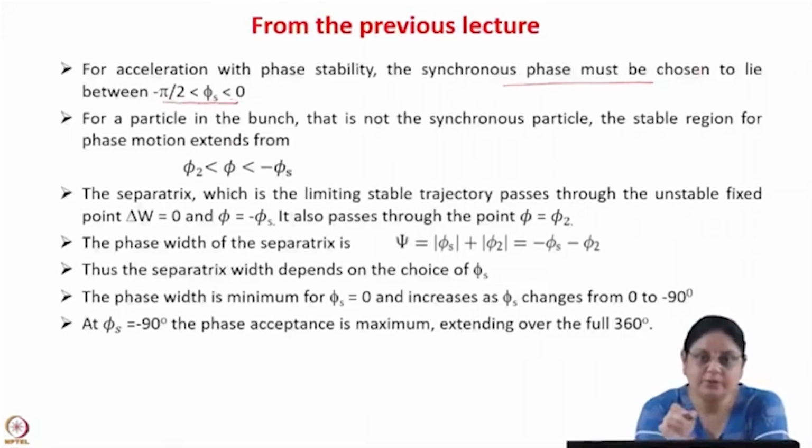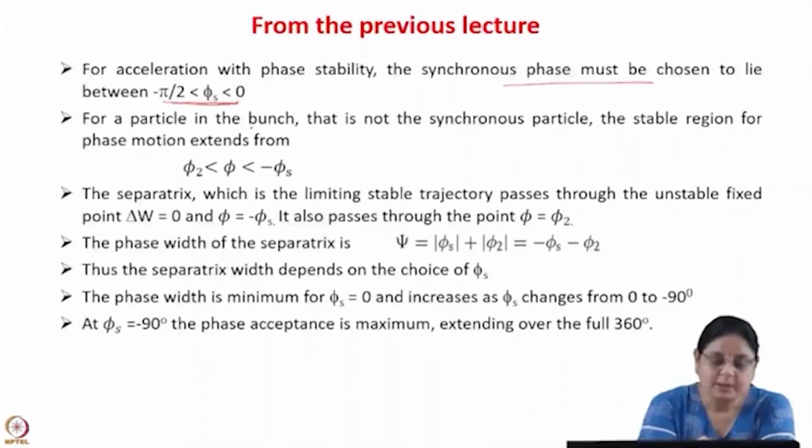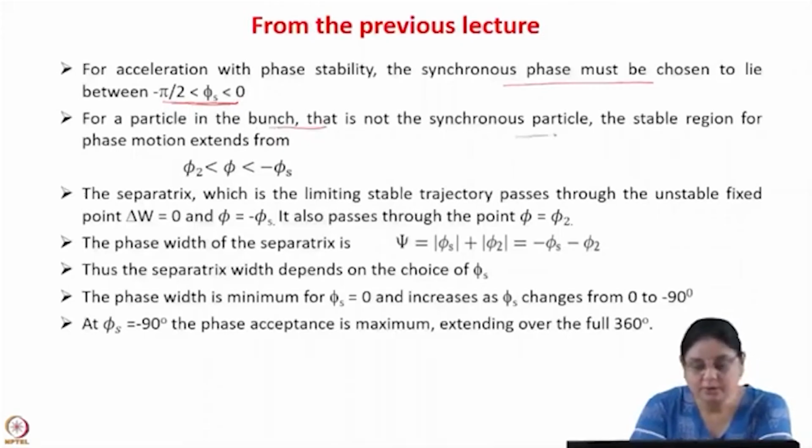So even though there is acceleration for the entire positive part, which lies between minus pi by 2 and pi by 2, for phase stability the synchronous phase must be chosen to lie between minus pi by 2 and 0. For a particle in the bunch that is not the synchronous particle, the stable region for motion extends from some value phi 2 to minus phi s. This phi 2 can be calculated from the value of phi s.